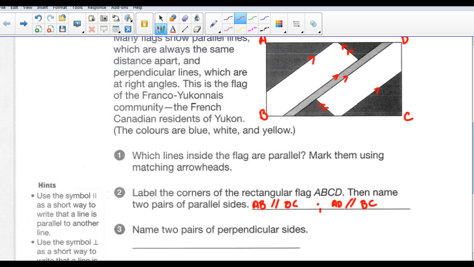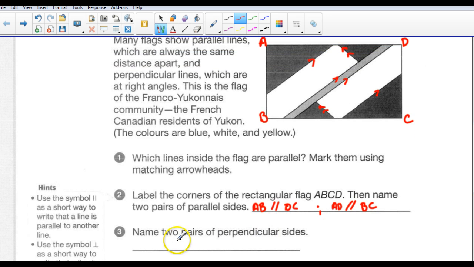Name two pairs of perpendicular sides. Well, we know that AB forms a 90-degree angle with BC, so we can say that AB is perpendicular, using this symbol right here, to BC. And we know that this is a 90-degree angle over here. We can say that line segment BC is perpendicular to CD. So BC is perpendicular to CD.